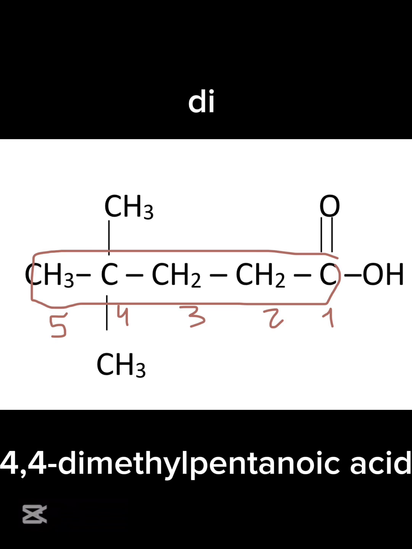We use the prefix "di" because we have 2 carbon atoms bonded to my 4th carbon atom of my parent chain. It's pentanoic because my parent chain is formed with 5 carbon atoms. And the suffix "oic acid" indicates that the compound contains a carboxyl group.